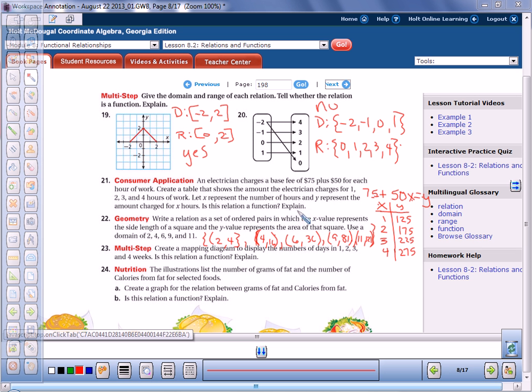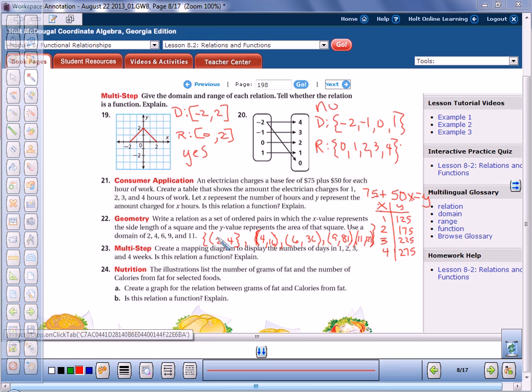Alright, 22. This said let the x value represent the side length of a square. So if we had a square, x would represent the side of the square, and y represents the area of the square. And then it gives us the domain. So the domain is our x value.